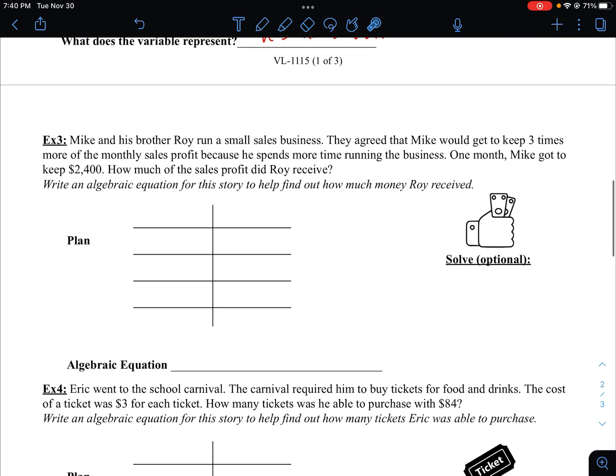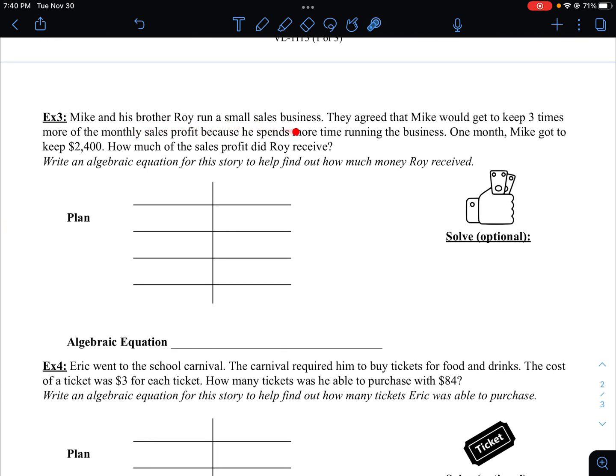Let's try number 3. Mike and his brother Roy run a small sales business. They agreed that Mike would get to keep 3 times more of the monthly sales profit because he spends more time running the business. One month, Mike got to keep $2,400. How much of the sales profit did Roy receive?